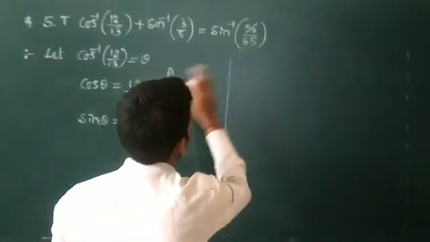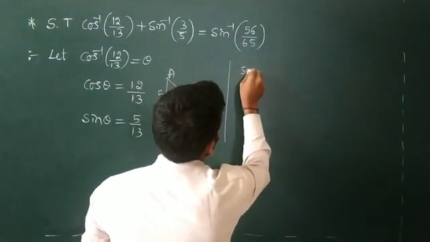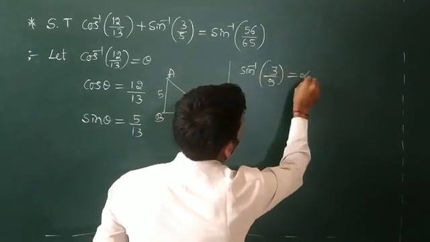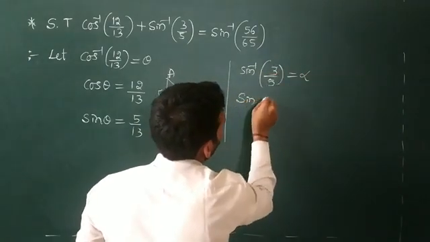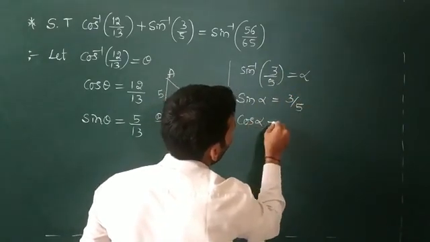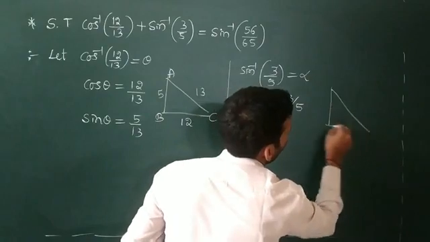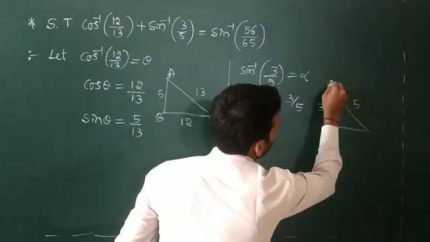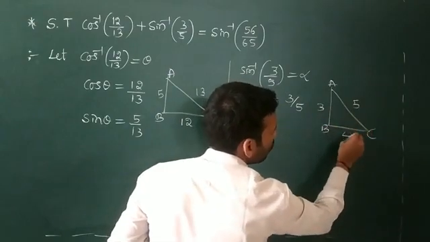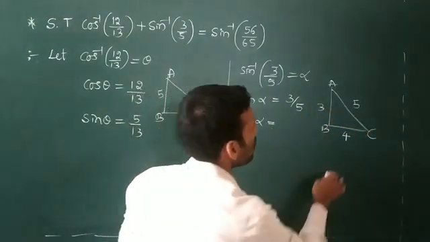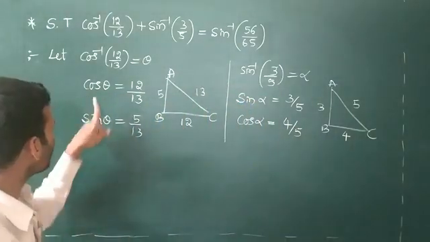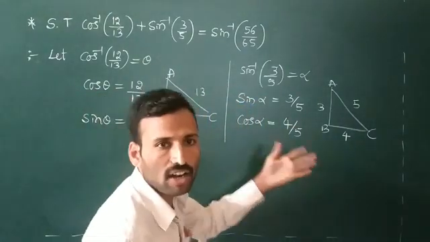Similarly, consider the other angle, sin inverse of 3 by 5, as alpha. Then sin alpha is 3 by 5. What is cos alpha? With sin alpha 3 by 5, the hypotenuse is 5 and the opposite side is 3, so the adjacent side is 4. Cos alpha becomes 4 by 5. So we have sin theta, cos theta, sin alpha and cos alpha.